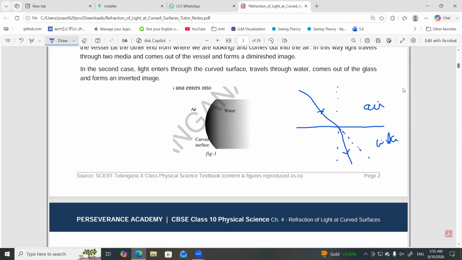And the middle perpendicular imaginary line we have drawn, this is a normal line. Now you can see that light has bended towards the normal. So now here we are having two different mediums. One is air, another one is water.